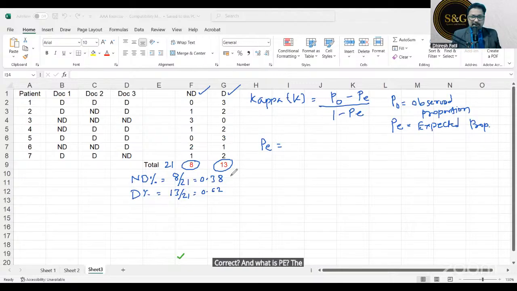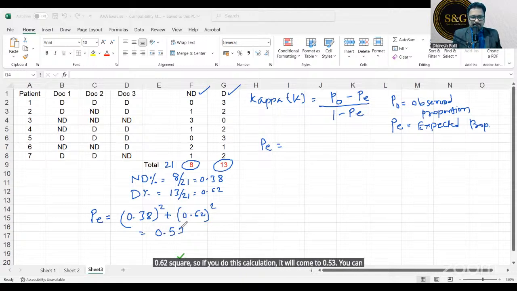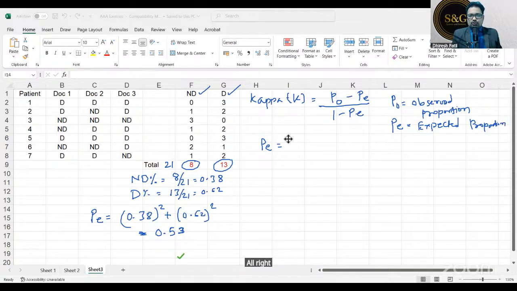The PE is nothing but, okay, let me write it here. The formula for PE is the summation of 0.38 squared plus 0.62 squared. If we do this calculation, it will come to 0.53. You can just confirm this, okay? Because our previous batch has done it, so I've just noted it down. So this is how PE, which is expected proportion, is calculated. All right.